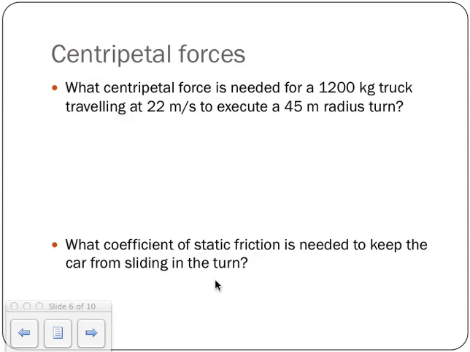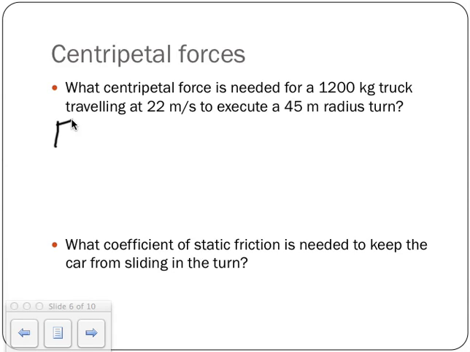Let's try an example. What centripetal force is needed for a 1,200 kilogram truck traveling at 22 meters per second to execute a 45 meter radius turn? Well, there are two ways to find centripetal force. One is to add up all the forces and find the net force. If it's curving, that is your centripetal force. The second is to use mv squared over r. In this case, we know the mass, we know the speed, or the velocity, we know the radius of the turn. So we're just going to go ahead and set this up using our traditional mv squared over r.